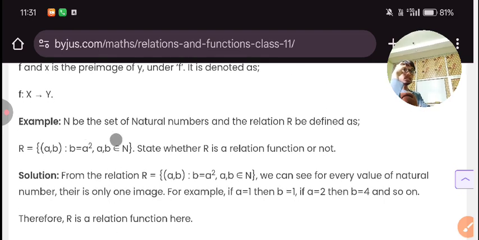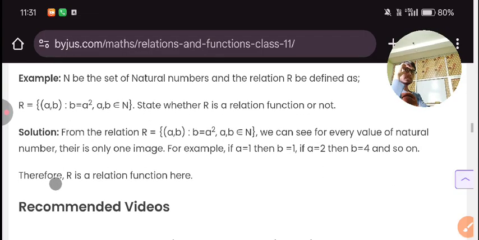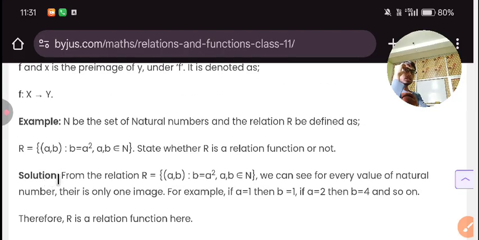Let N be the set of natural numbers and the relation R be defined as R = {(a, b) : b = a²}, where a, b belong to N. Check whether R is a relation or a function.